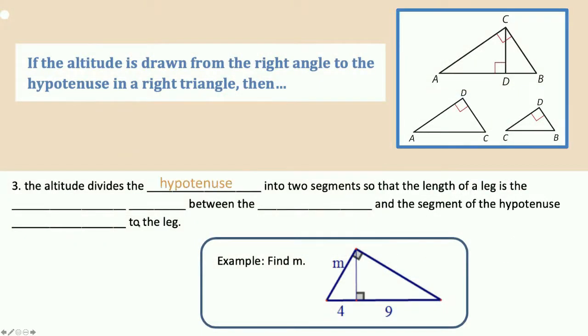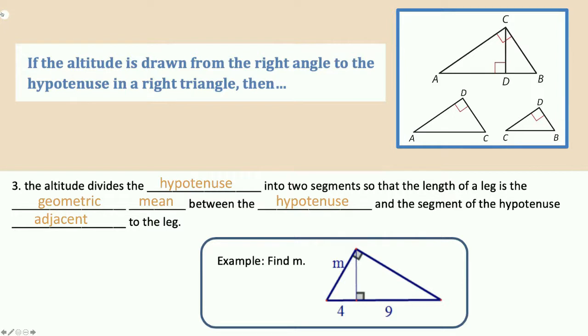The altitude divides the hypotenuse into two segments so that the length of a leg is the geometric mean between the hypotenuse and the segment of the hypotenuse adjacent to the leg. So we use this theorem when we know a leg, or want to find a leg. In this case, we have m here, so we're looking for this leg m.